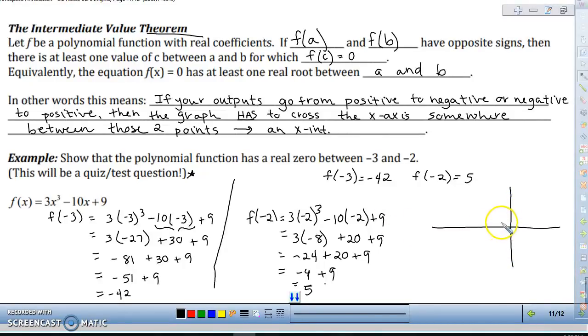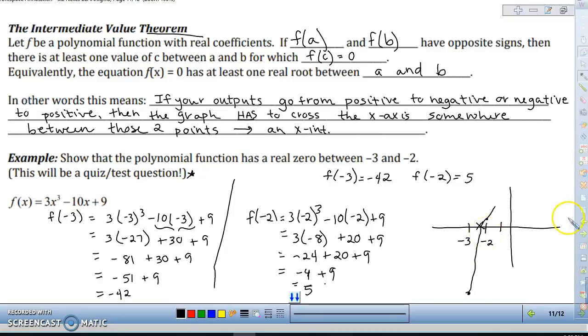Notice that -3 and -2 are actually right next to each other. So negative 3 has an output way down here at negative 42. And by the time I get to negative 2, I am now at positive 5. And we know if we were to connect these dots, since negative 3 follows negative 2, there's only one way to do that. And that would mean that this graph has to cross the x-axis somewhere between negative 3 and negative 2. Again, we don't care what the value itself is, we just care that it's there.